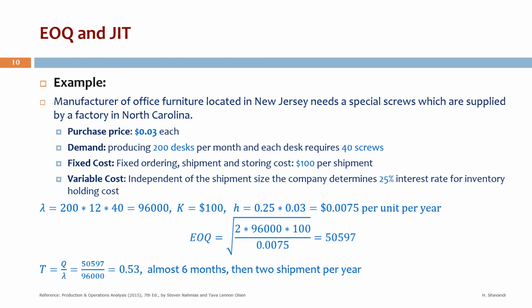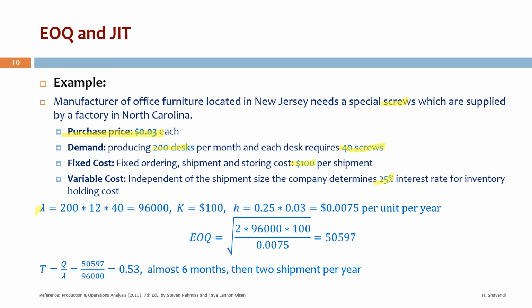So here, let's have an example. We have a manufacturer of office furniture located in New Jersey, and it needs special screws for producing the furniture. The purchase price for the screw is just 3 cents each, and the demand is producing 200 desks per month, and each desk requires 40 screws. The fixed ordering, shipment, and storing cost is $100 per shipment. And for the variable inventory cost, we consider a 25% interest rate in total.